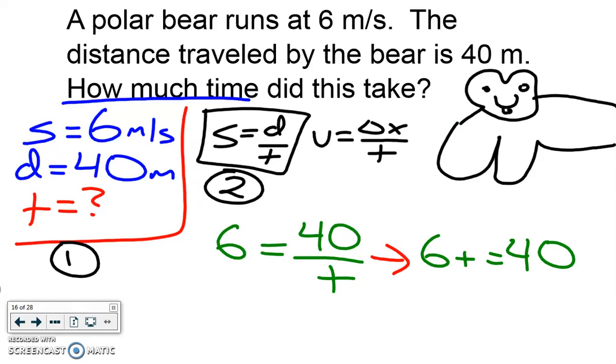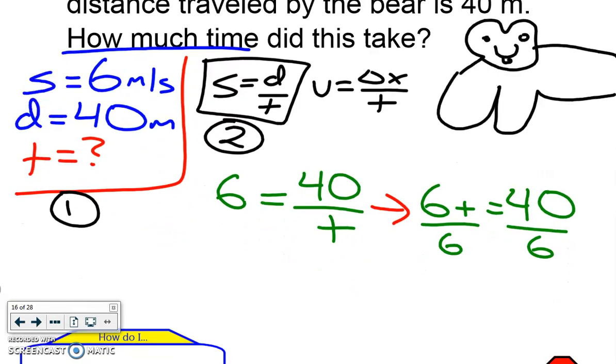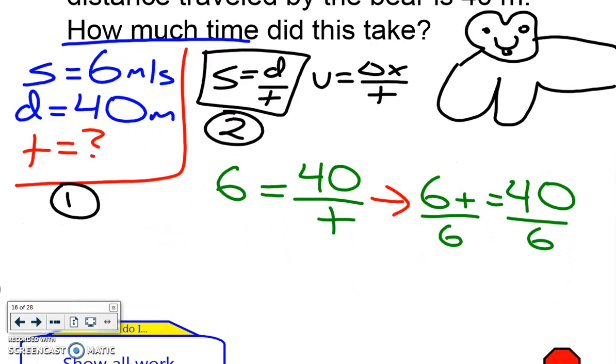And from there, if you remember your math, we just need to divide by 6 on each side. And if you have a calculator, this will make things very quick and easy and stress-free. But at this point, your T will be 6.6 seconds.